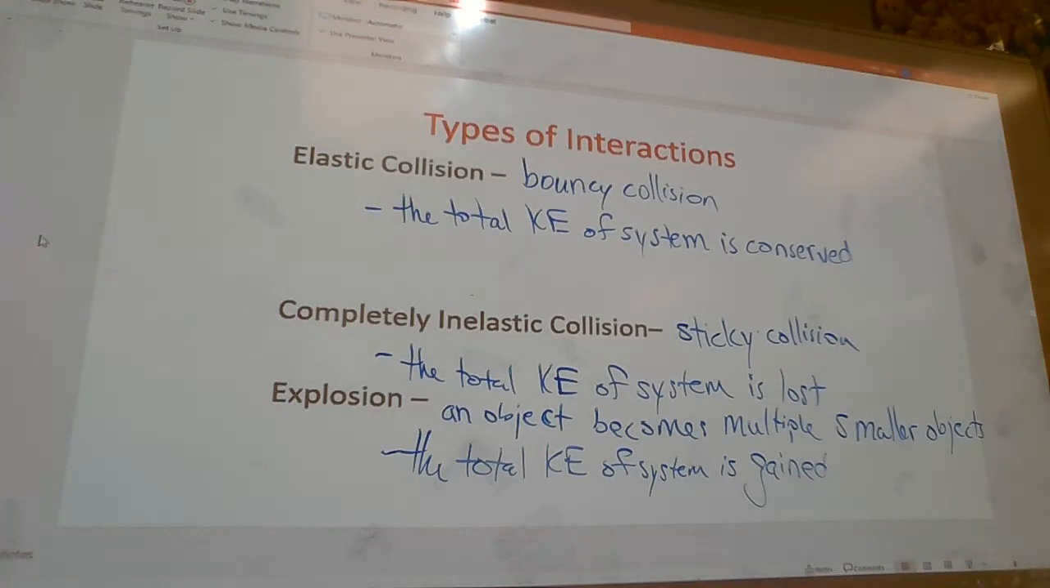Different types of collisions. You've got elastic collision. This is where it's a bouncy collision and the total kinetic energy of the system is conserved. And completely inelastic collision. This is a sticky collision where the objects stick together. The total amount of kinetic energy of the system is lost.